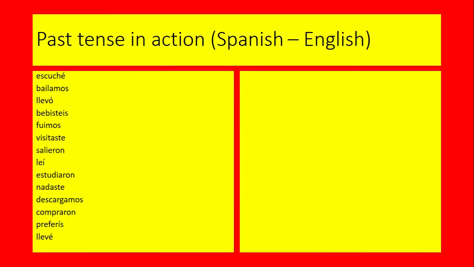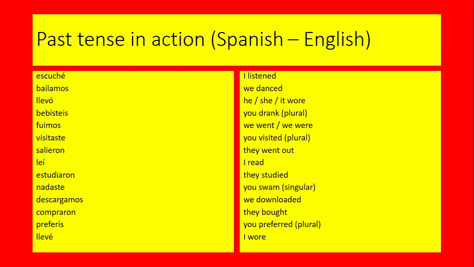Okay, can you translate these from Spanish into English? Remember, the clue is all about the verb ending. That tells you who did the action. So why not press pause, scribble these down or say them out loud before I give you the answers. Here are the answers. Okay, how did you do?